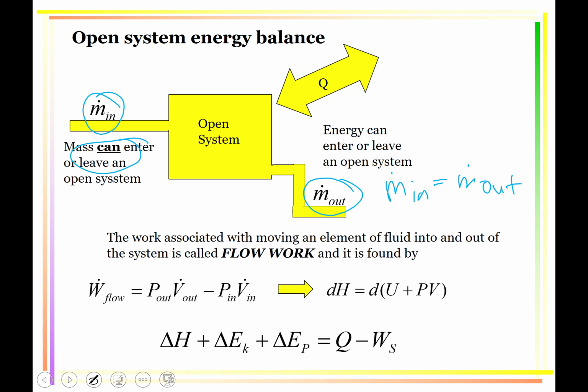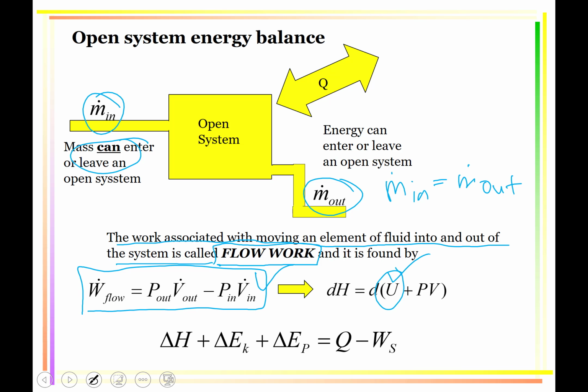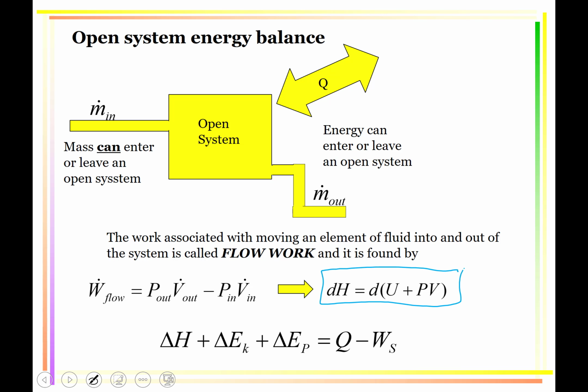There is a work associated with open systems where you have mass entering and leaving the system that is called flow work. It's the work associated with moving an element of fluid into and out of the system. Flow work is written as P out V out minus P in V in, also known as delta PV. But we also have the internal energy in our system, so there's also going to be a U2 minus U1. Instead of having to incorporate both of these types of work separately, they have been combined into enthalpy. So whenever we do an open system energy balance, we will use enthalpy. I hope you remember that.